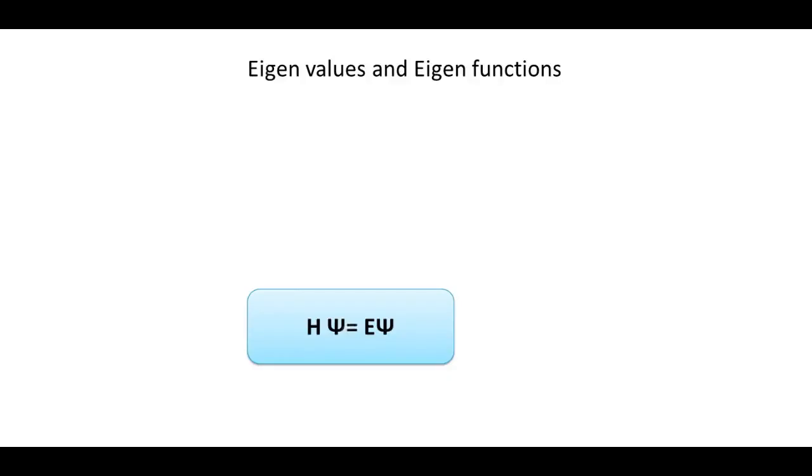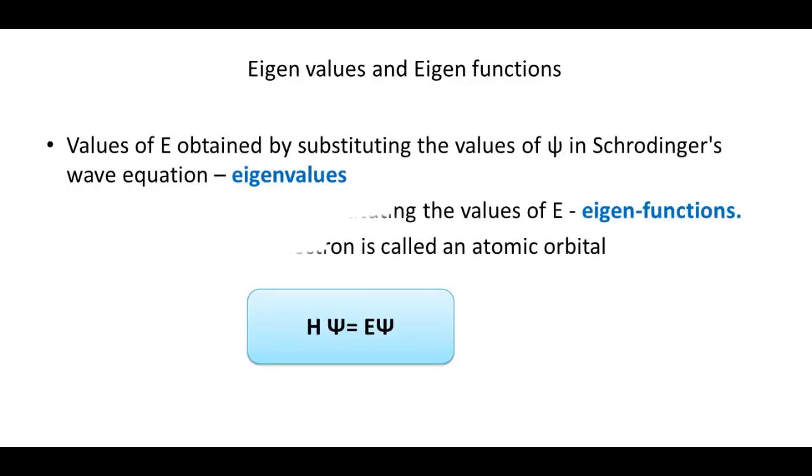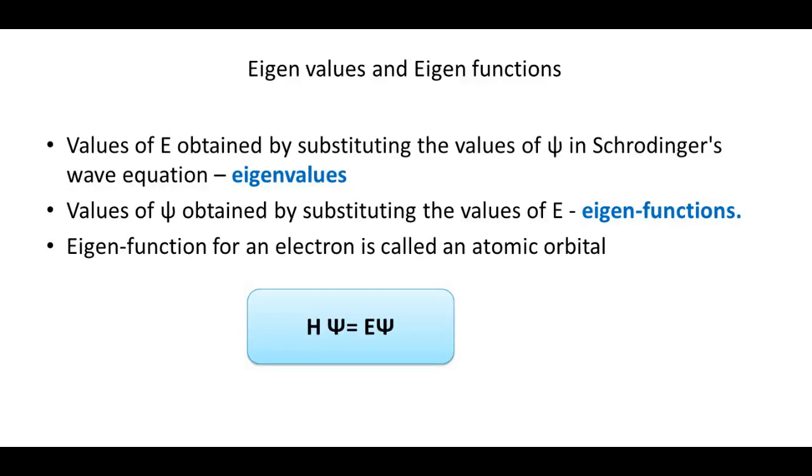This is the Hamiltonian operator form of the Schrödinger wave equation that we have just seen in the previous slide, which is very similar to the eigenvalue equation that we have learnt already. In this slide, H represents the Hamiltonian operator, psi, the wave function, is present on both sides of the equation, which is known as the eigenfunction, and E is the eigenvalue. The eigenfunction for an electron is called an atomic orbital.